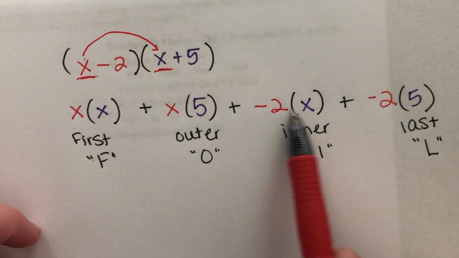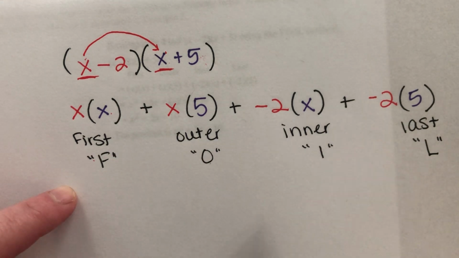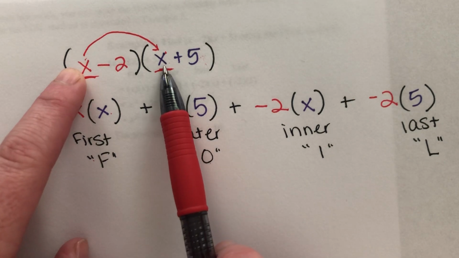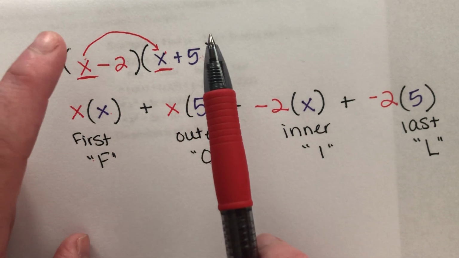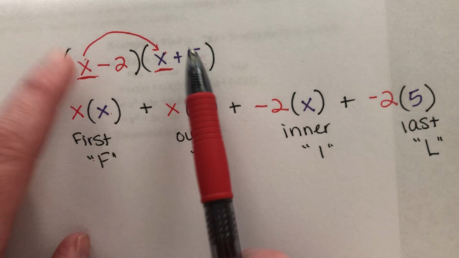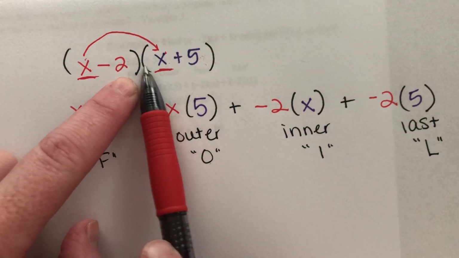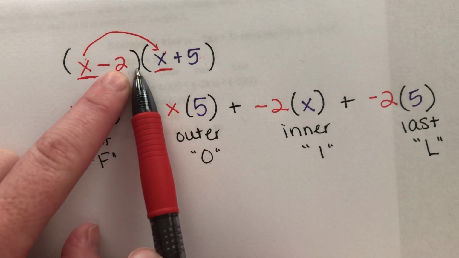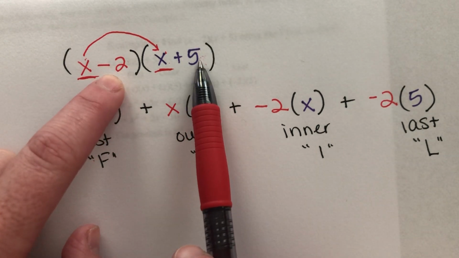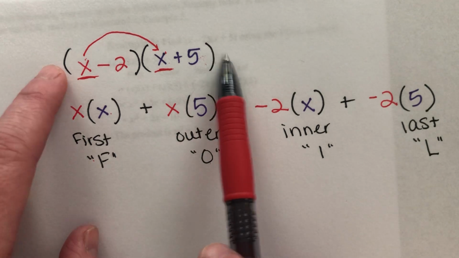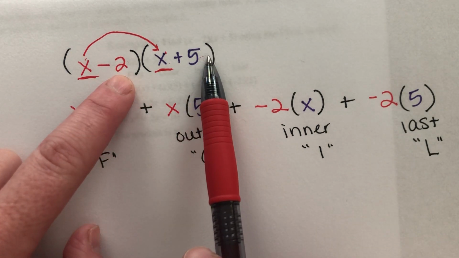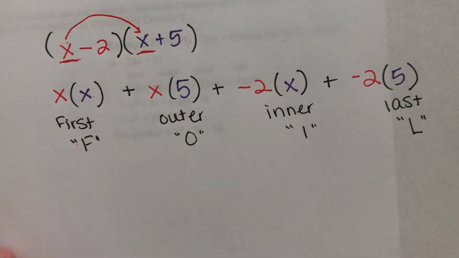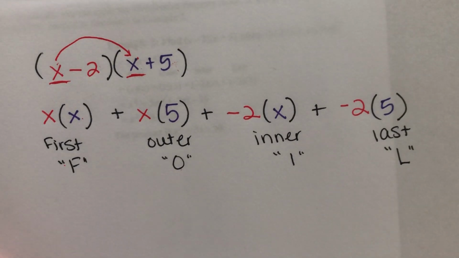And once we multiply each of those, we're adding them together. Whatever we get when we multiply the first, we're going to add it to the outer. And whatever we get there, we're going to add it to the inner, multiplied together. And whatever we get there, we're going to add it to the last 2 terms multiplied together. So when you do first, outer, inner, last, you're multiplying. Whatever you get when you multiply, you're adding all of those products together. Okay, hopefully that makes sense.